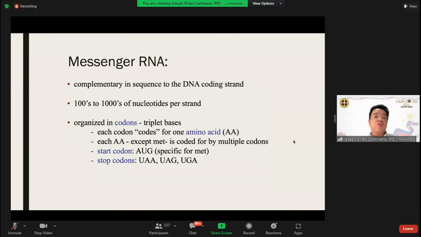Your messenger RNA is complementary in sequence to your DNA coding strands, no? So it is usually organized by codon. And codons are triplet nucleotide bases, okay? So for example, you have your start codon. Each amino acid has a specific codon, no? It could be a GU, GUA, no? Depende yan. Pero yung isang amino acid, meron talaga siyang corresponding na codon. And you have start and stop codon, no?